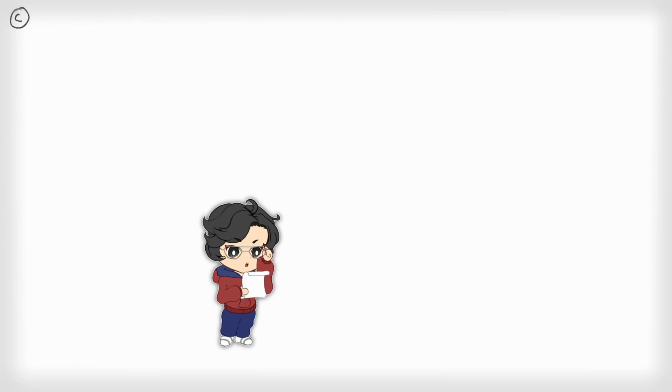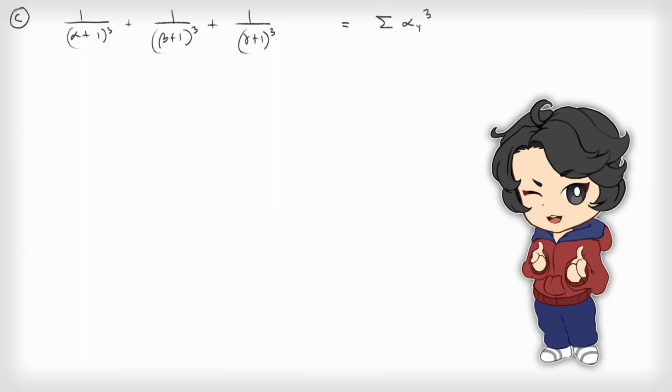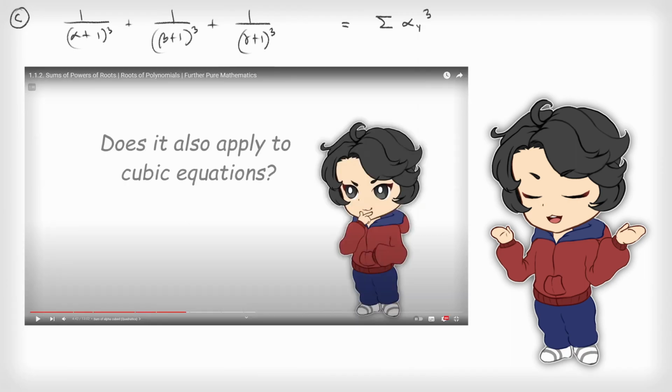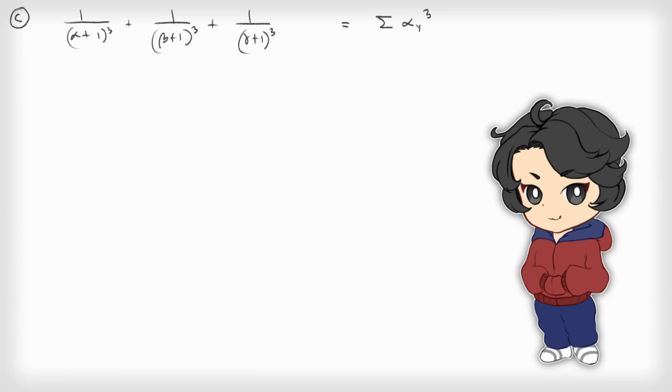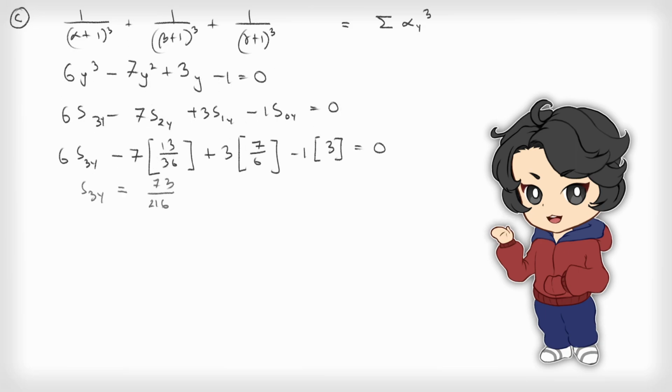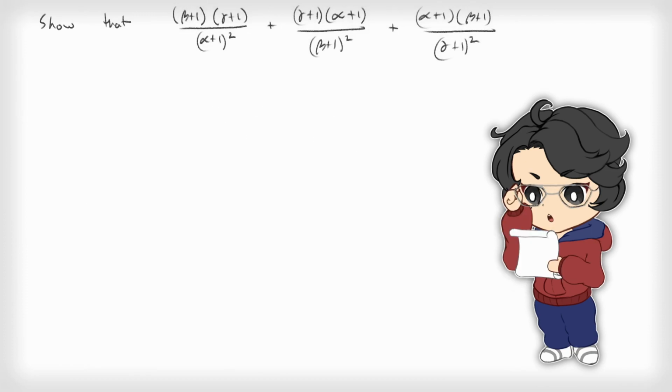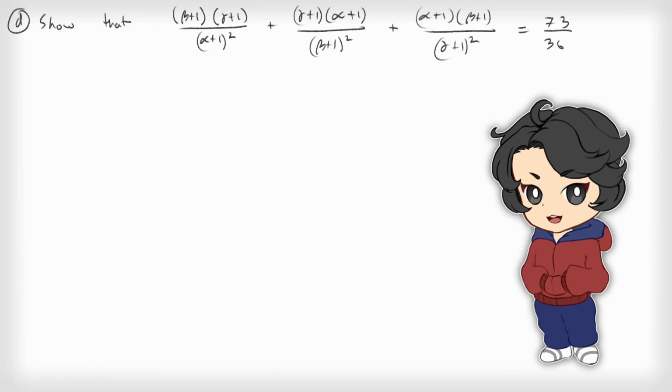Next, part 3 tells us to deduce the value of S3 of y, which I'm sure you can solve on your own, correct? It shouldn't be too hard if you're one of the people who tested out the sum of alpha cube or cubic equations, but if you're one of the students who didn't try it out, you should know that no, the same formula does not apply to cubic equations. So now, I could give you a formula, but I'd like to keep formula memorization to a minimum over here. So instead, we'll be using the recurrence notation, resulting in 73 by 216, and thus show that this expression is equal to 73 by 36 would be the fourth part of this question.